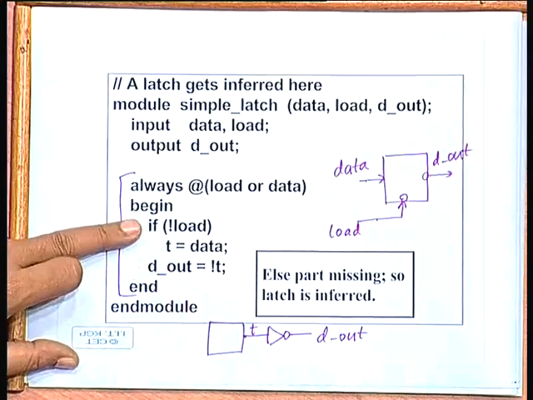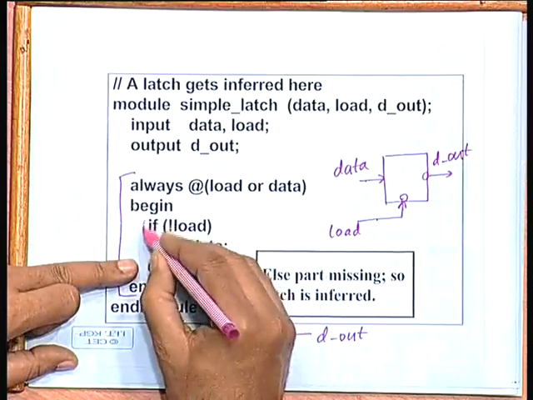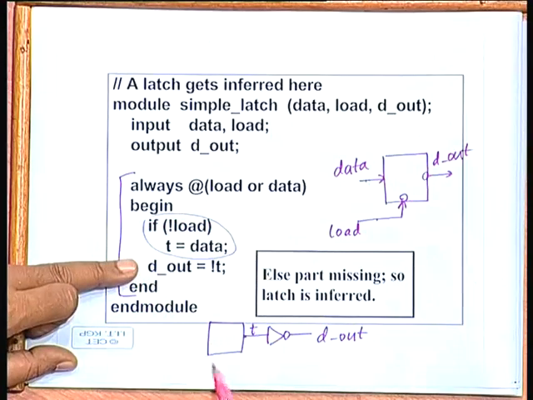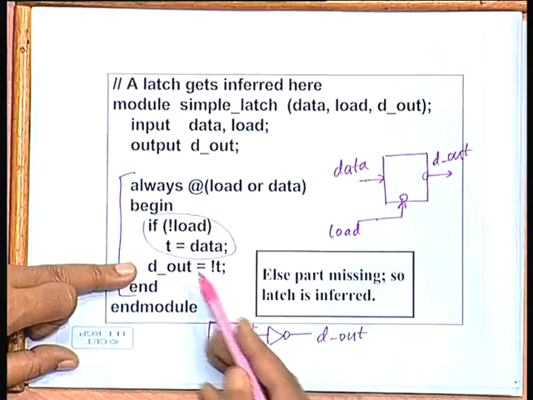But if load is not 0, then whatever the value T was, this if will not be executed, then whatever the value of T was there, not of T will go out, right. So, if the load is not active, just the data changes, there will be no change in the output.